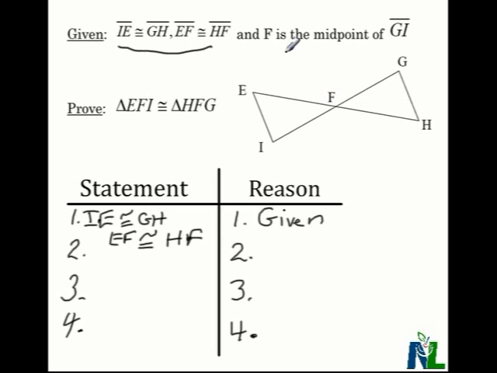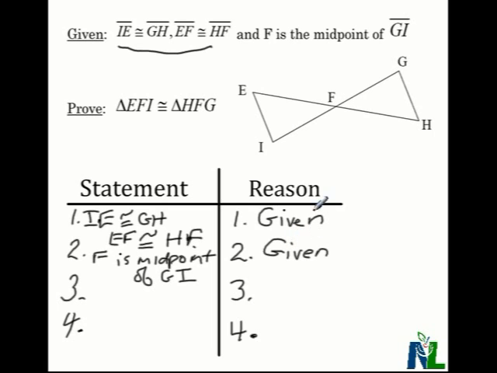Now if I look, F is the midpoint of GI. So again, that's given information, so I need to write that down. For statement number two, I would write F is midpoint of GI. Again, the reason for that is simply that it is given.